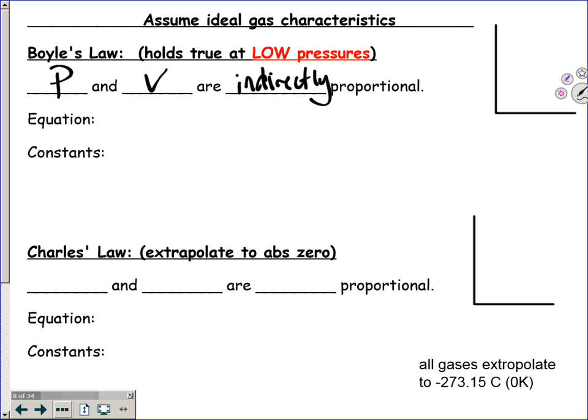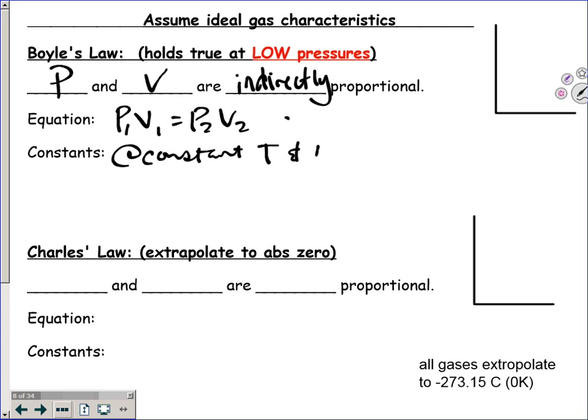The equation that we will generally use is going to be P1V1 equals P2V2, and this is going to be at constant what? Temperature and number of moles, or as it was stated in your simulation yesterday, amount.